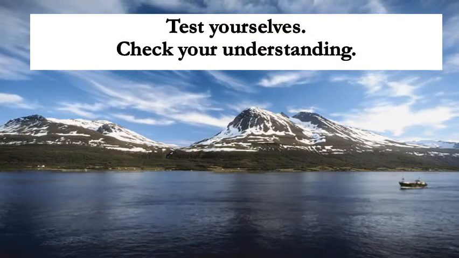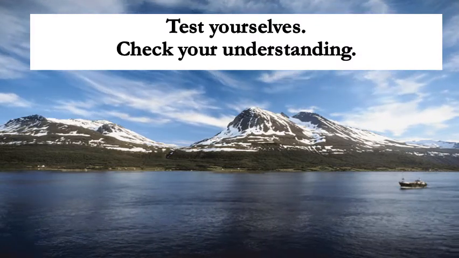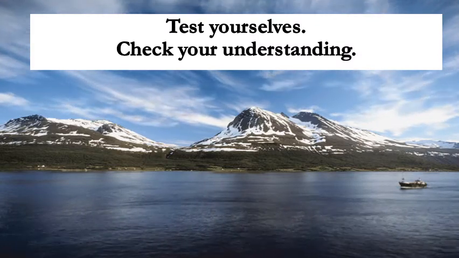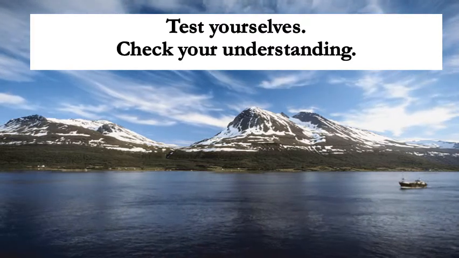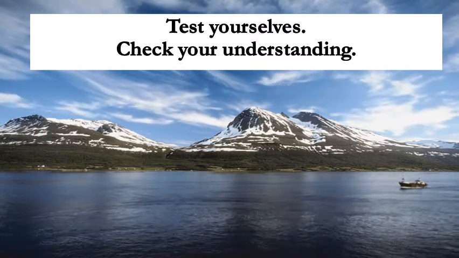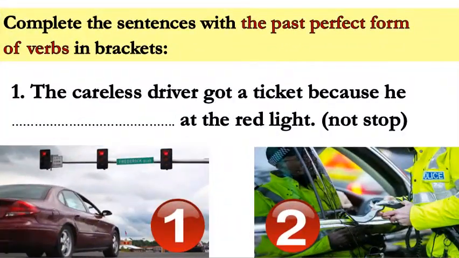After we have finished our explaining of our grammar today, my dear students, it's your turn to test yourselves, check your understanding. Now, on page 55 in your student's book, exercise number 4. Complete the sentences with the past perfect form of verbs in brackets. Number 1. The car's driver got attacked because he, not stop, at the red light.